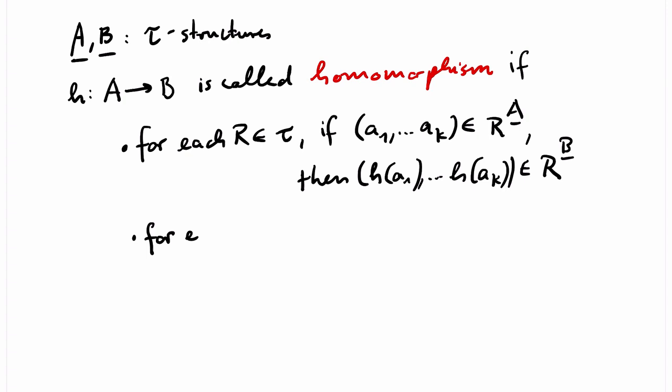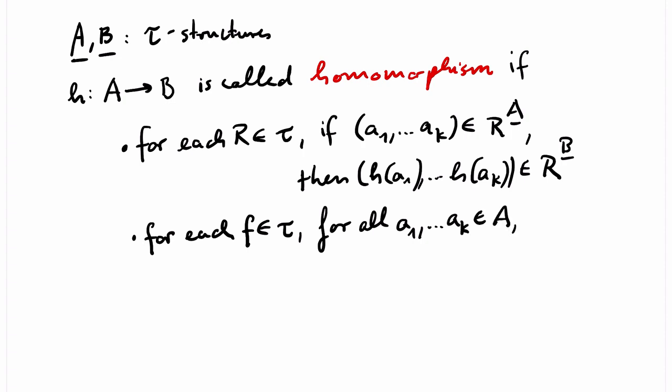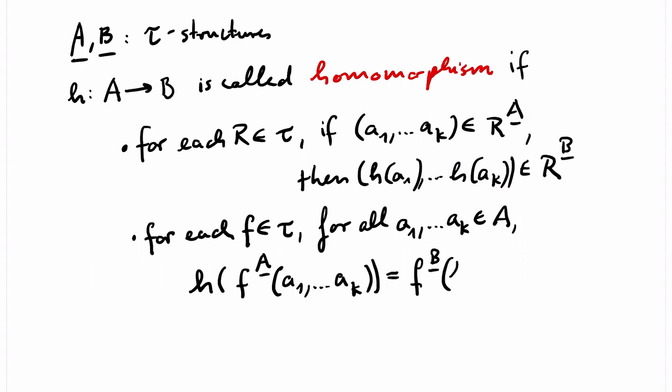For functions, this is precisely the notion of homomorphism that you know from groups, rings, fields, and so on. If f is a function of A, then h applied to the function value of f applied at some arguments is the same as first applying h to the arguments and then applying the corresponding function of B.